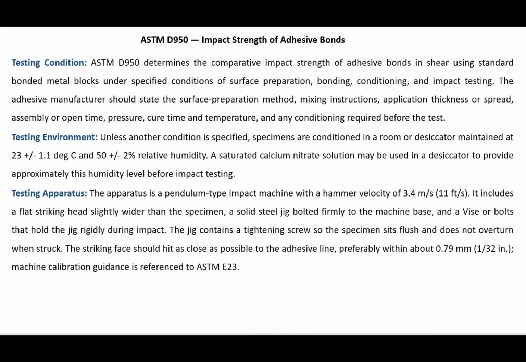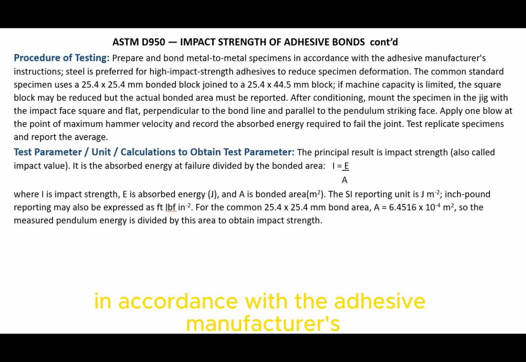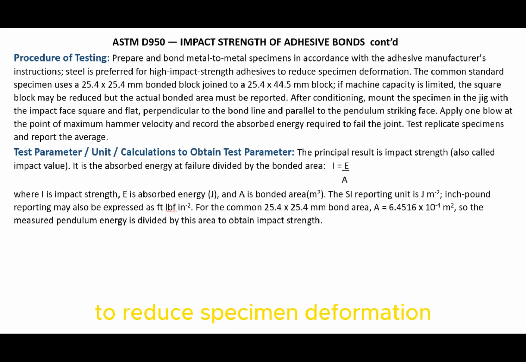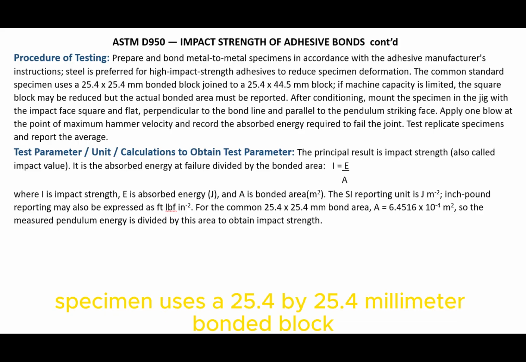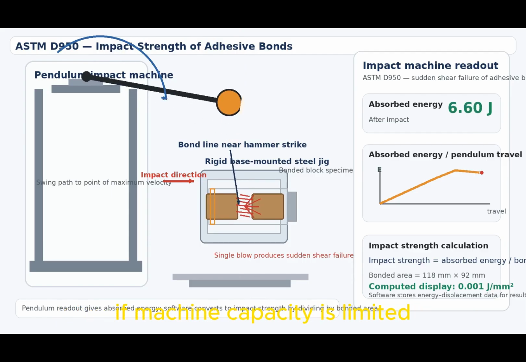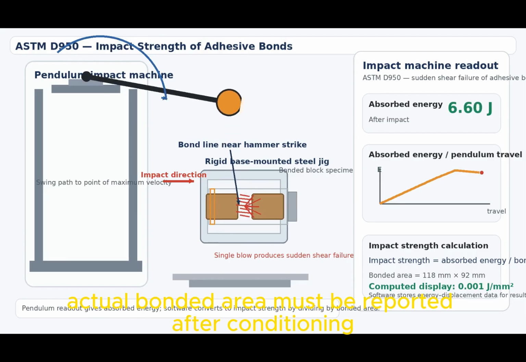Procedure of testing: prepare and bond metal-to-metal specimens in accordance with the adhesive manufacturer's instructions. Steel is preferred for high-impact strength adhesives to reduce specimen deformation. The common standard specimen uses a 25.4 by 25.4 mm bonded block joined to a 25.4 by 44.5 mm block. If machine capacity is limited, the square block may be reduced, but the actual bonded area must be reported.